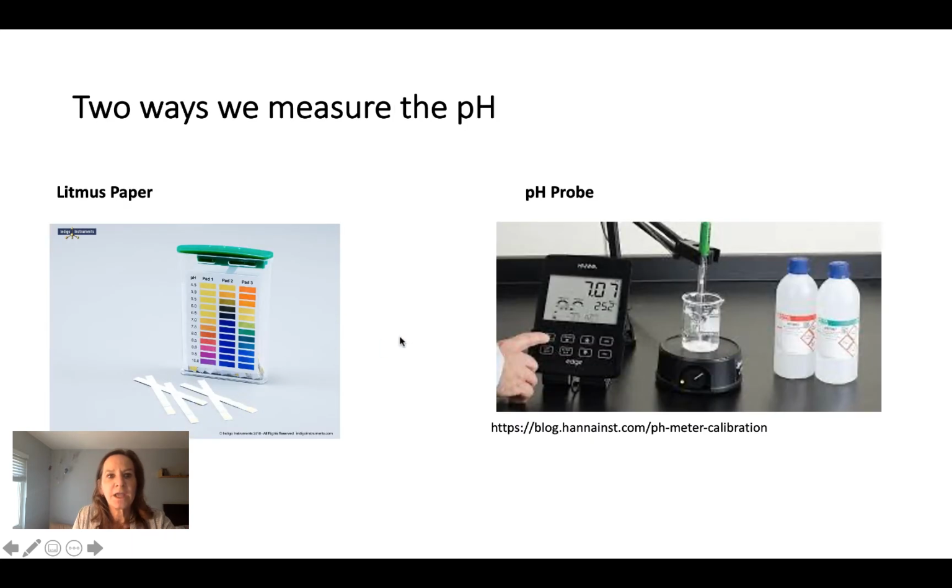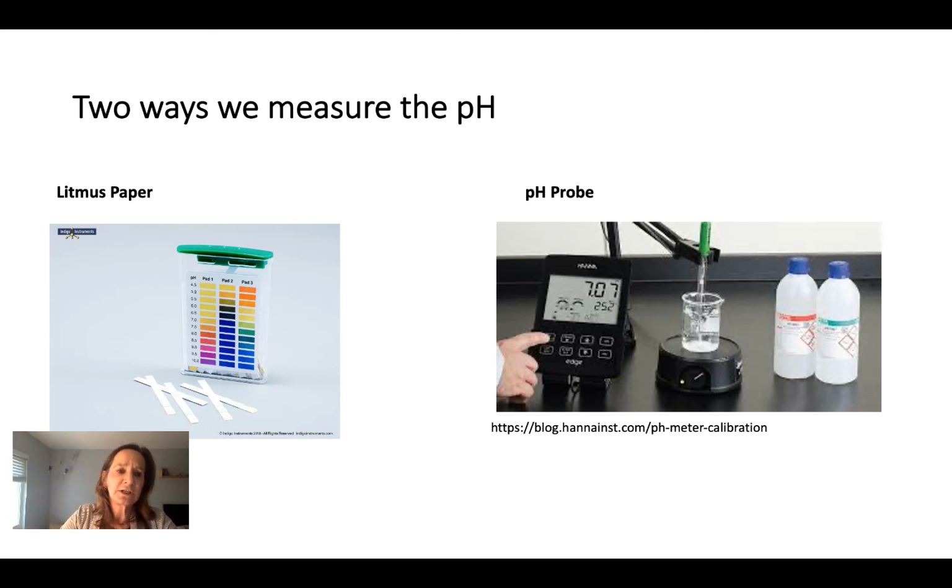We have two main ways that we measure pH. And you've probably heard of both of them. One is the litmus paper. And litmus paper works in such a way that there's an indicator. The paper has an indicator on it. When we put that paper in solution, it will change color depending on the indicator color that's in there.